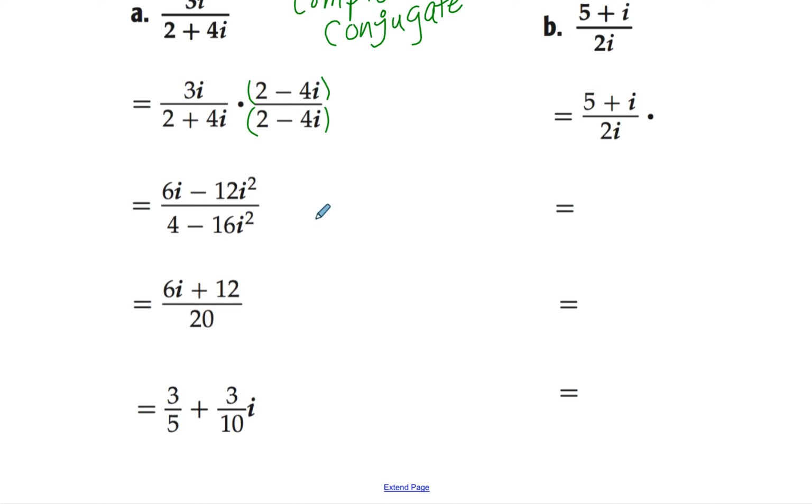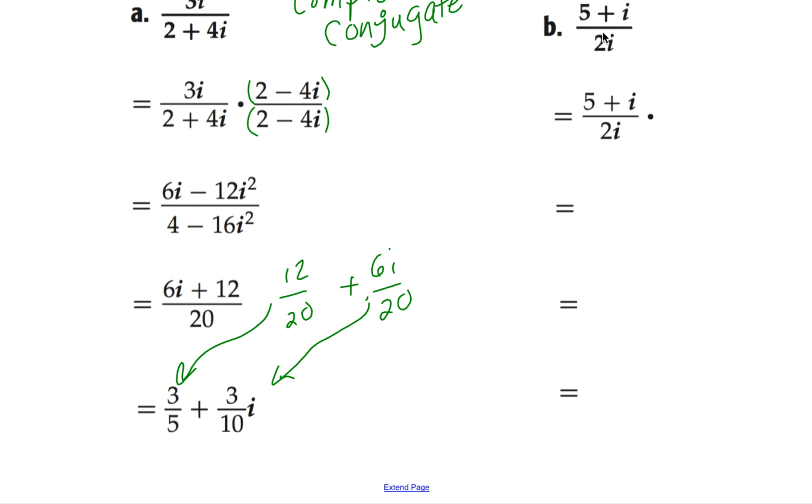I'll just write that out for you here. So we have 12 over 20 plus 6i over 20. If you reduce these, that's where these numbers come from. They just switch the order on you. So 3/5 plus 3/10 i. This is in that a plus bi form.